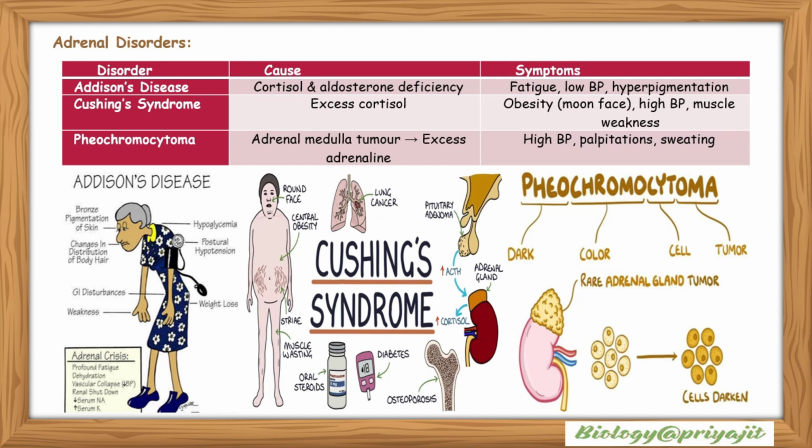Cushing syndrome occurs due to excess cortisol. The symptoms are obesity or moon face, high blood pressure, and muscle weakness. Pheochromocytoma: the cause of this disease is an adrenal medullary tumor, which causes excess adrenaline. The symptoms include high blood pressure, palpitations, sweating, etc.